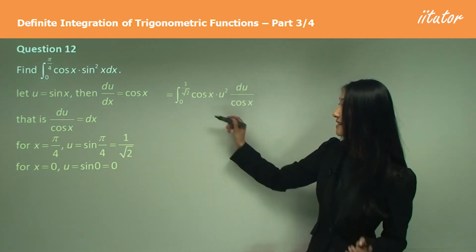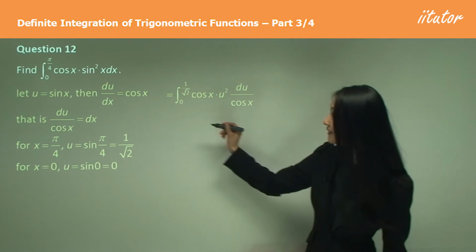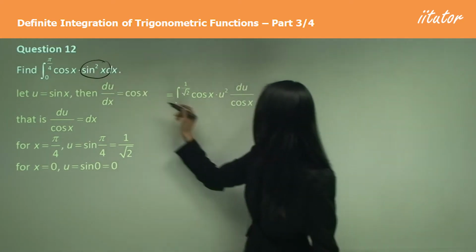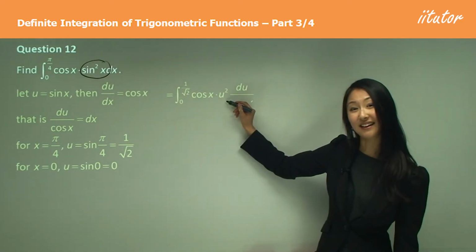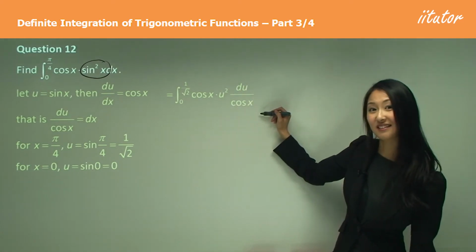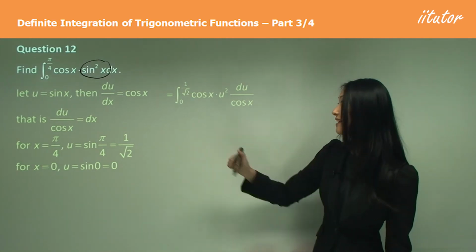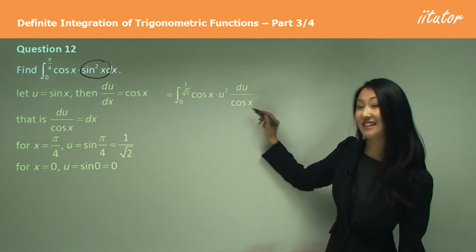Okay, so first thing, substitute in the new limits. Then this sine squared x is just going to become u squared, yeah? And this dx just becomes du on cos x. Okay, so remember how I said always check this, you've substituted in at least 3 things. So limits, this, and the dx.